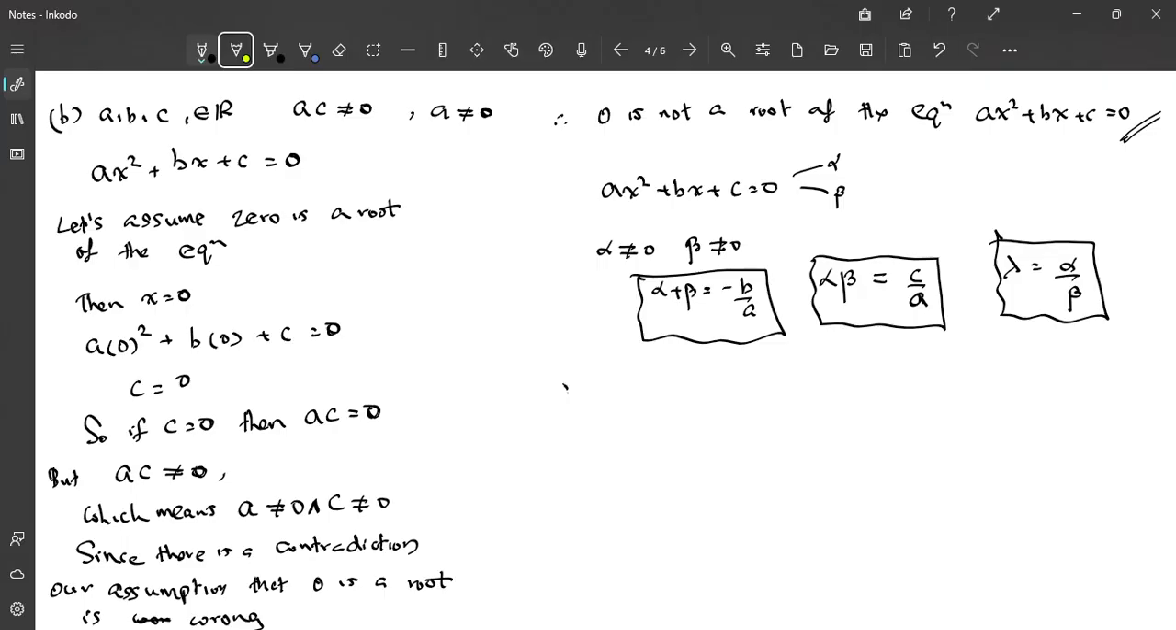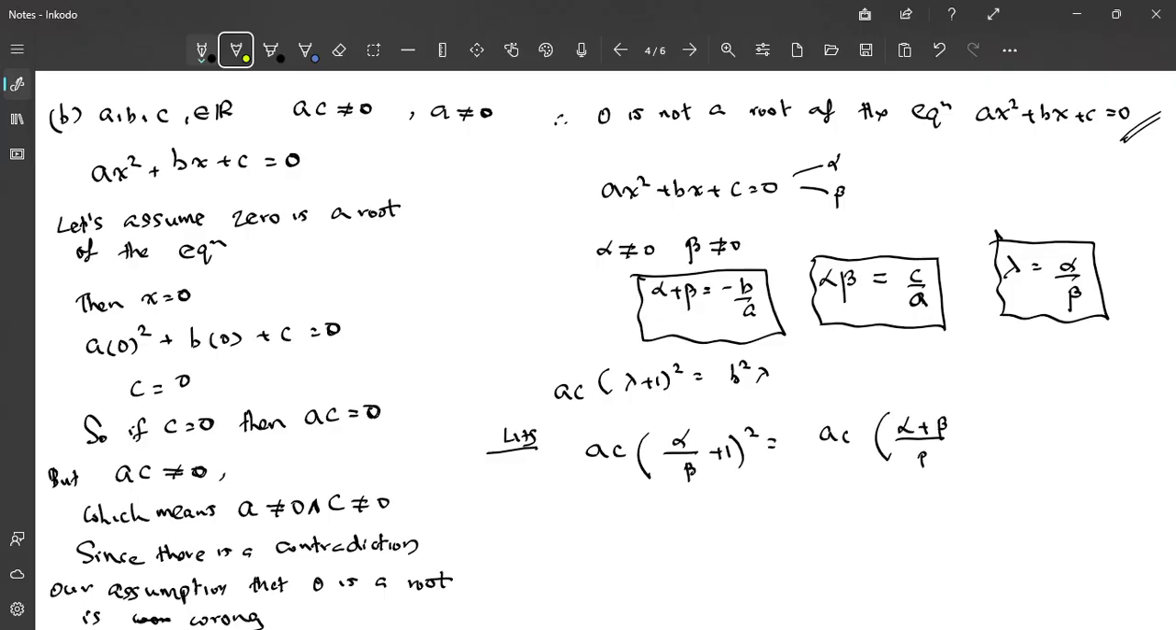They are asking us to show that AC times lambda plus 1 squared equals b squared lambda. So I'm going to take the LHS. So AC, wherever I have lambda, I can put alpha over beta plus 1 squared. This is AC times alpha plus beta over beta, squared. This is AC, this one squared over beta squared.